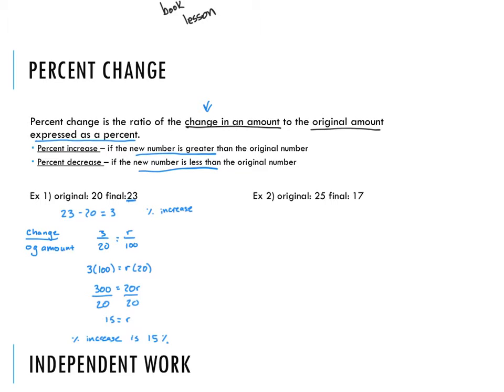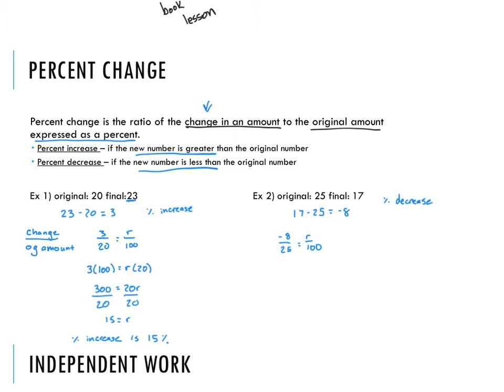Okay. You do the next one, and then the video will play again, and we'll compare answers. Here we go. So again, the first thing you're going to do is subtract. So I have 17 minus 25, and that's going to give me a negative 8. Okay, since my difference is a negative number, I know this is going to be a percent decrease. Set up my ratio with the change over the original amount. So that's negative 8 over 25 is equal to R over 100.